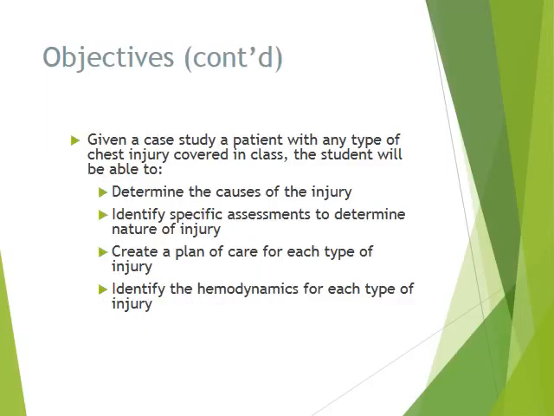Given a case study, a patient with any type of chest injury covered in this class, the student will be able to determine what caused the injury, whether it's blunt force trauma or penetrating wound type injury. We will talk about specific injury assessments to determine the nature of the injury. We'll create a plan of care for each type of injury, and we'll identify the hemodynamics for each type of injury.